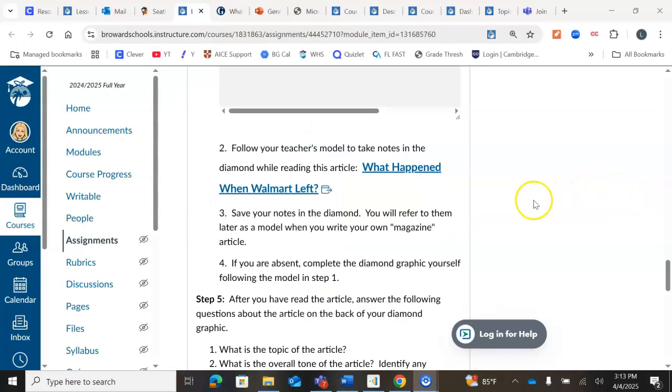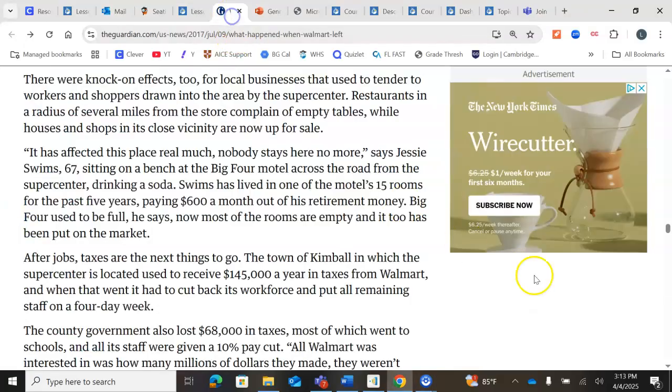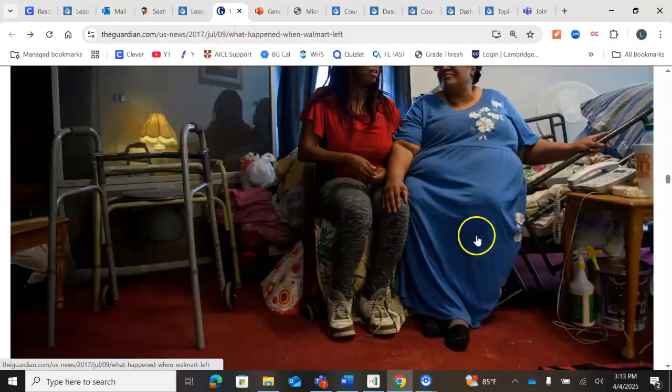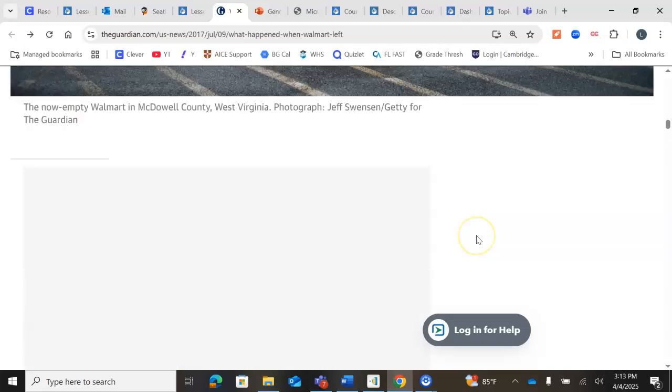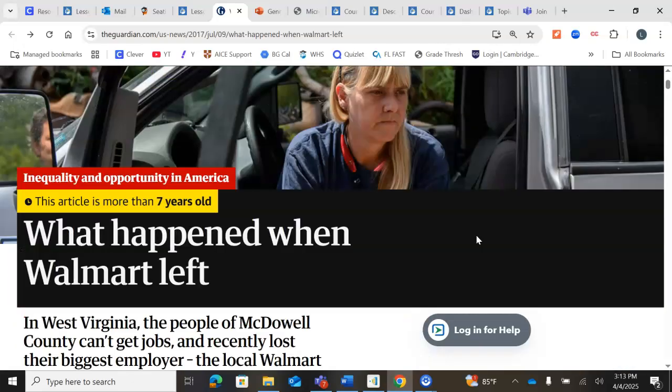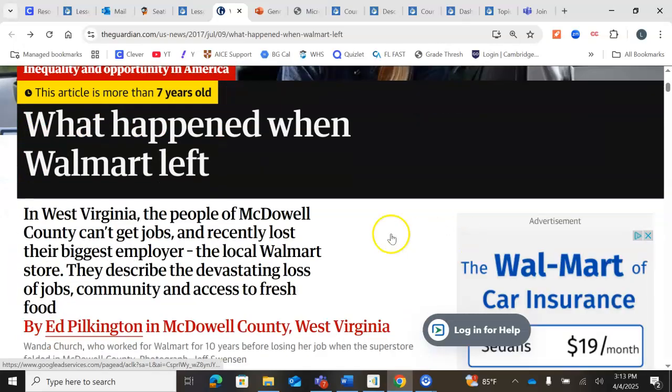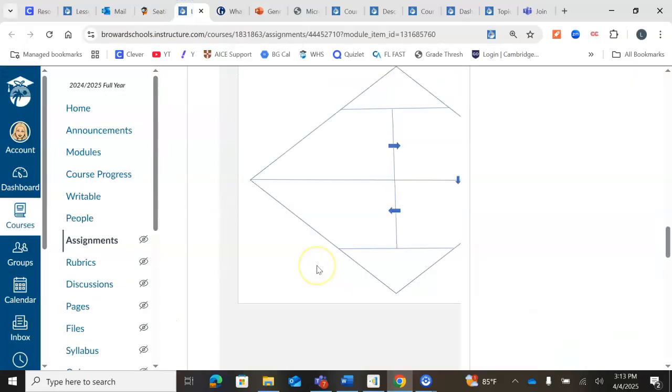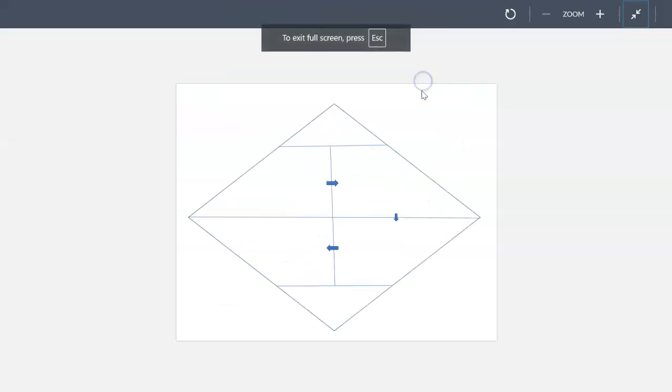I'm still on lesson 35, but I'm going to our article for today, which is called What Happened When Walmart Left. And this is an article in The Guardian. It's from several years ago. I think it's from 7 years ago. And we are going to be reading this article. And as we read, we're going to be completing this diamond with some notes about how we see the characteristics of the genre and the structure as we go through.